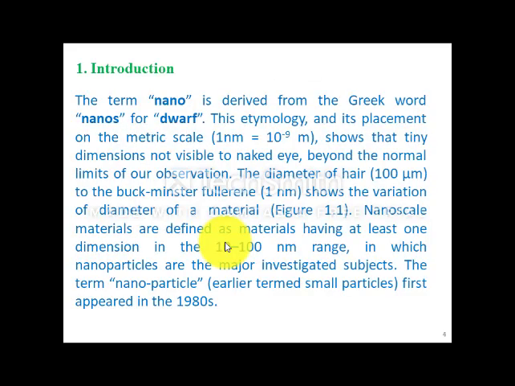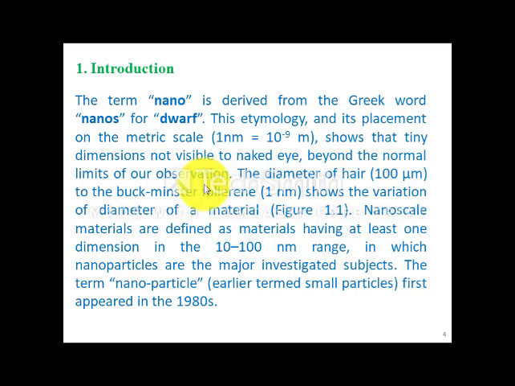The term nano is derived from the Greek word nanos, which is used for dwarf. This etymology and its placement on the metric scale shows tiny dimensions which are not visible to the naked eye, beyond the normal limits of our observation. So these kinds of entities are nano entities.